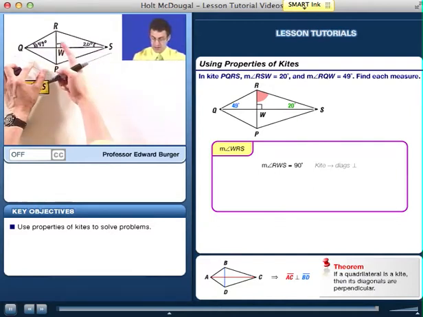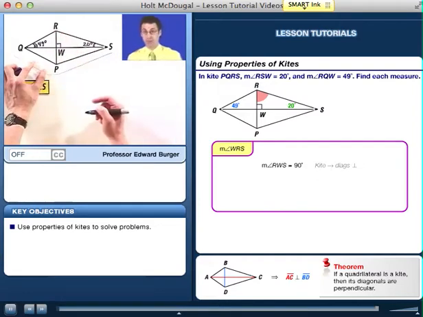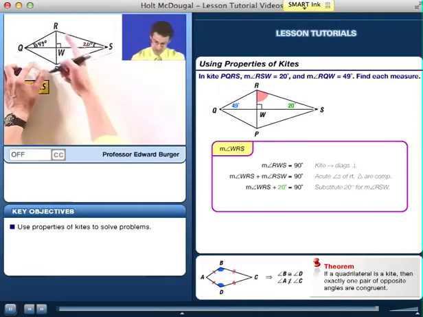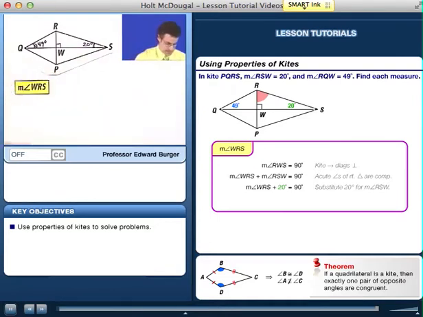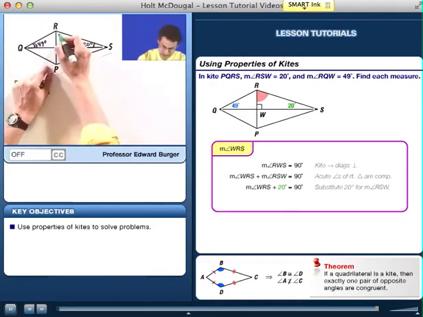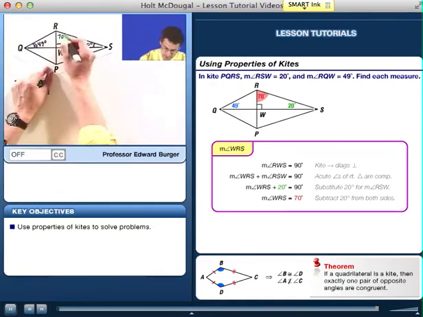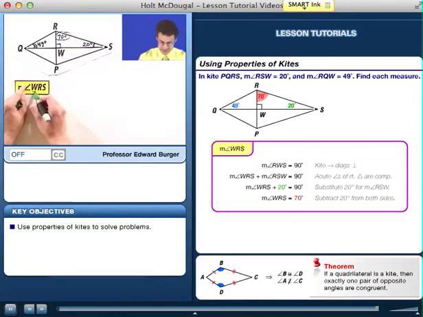So that's 90, which means these two angles must be complementary, right? We have a right triangle here, so these two angles must add up and measure to 90. So this is 20. That leaves this angle to be 70. So this angle right here is 70 degrees. So there's the answer. So the answer is 70.